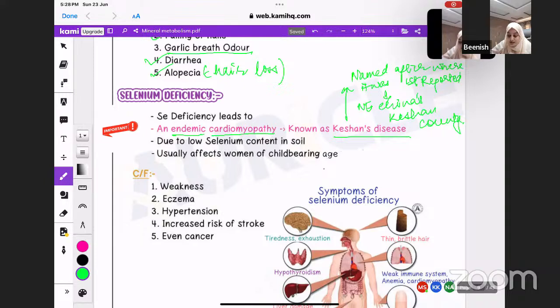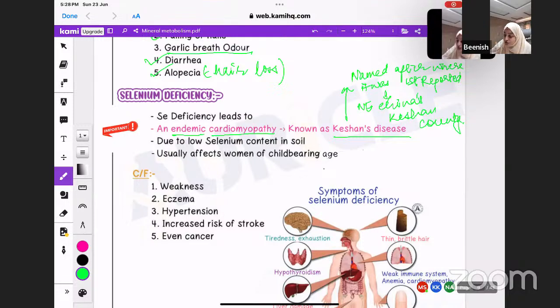And what is endemic cardiomyopathy? What do you understand by that? Endemic, you know, is a disease restricted to an area or a community. And cardiomyopathy refers to problems where your heart muscles are affected. So basically the heart muscles are defective, making it harder for the heart to pump blood.